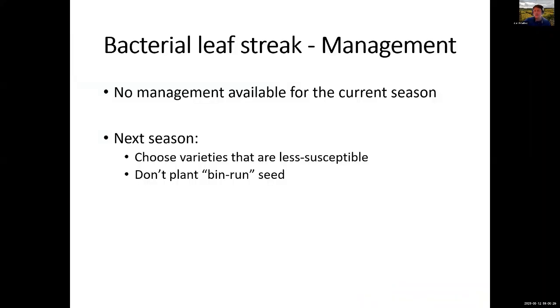Not really any management that you can do for this season, but for next season, if you are seeing it, it is important to choose varieties that are going to be less susceptible. But I think most importantly is don't plant bin-run seed. This can be a seed-borne pathogen. And if you are continuing to plant bin-run seed, you're probably going to end up running into an issue with this disease, as well as some of the smut diseases that we see as well.